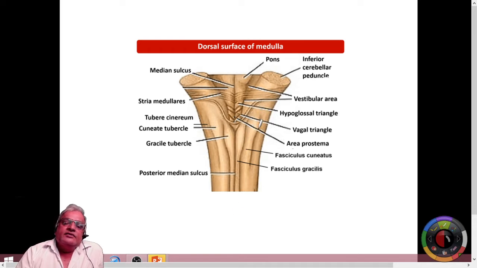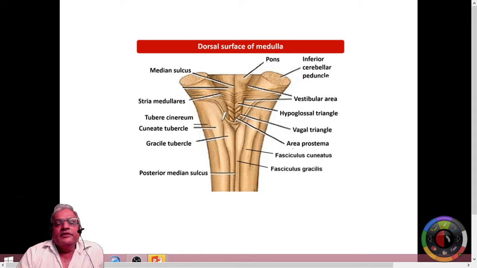And then this nucleus cuneatus has another function. It will also give out small fibers that go through the inferior cerebellar peduncle and then give fibers to the cerebellum, the cuneo-cerebellar fibers. So that's also seen in the nucleus cuneatus. Those are the two things that we see on this dorsal aspect here.